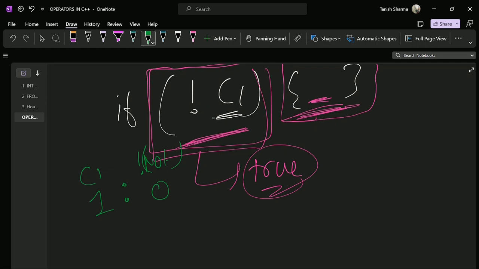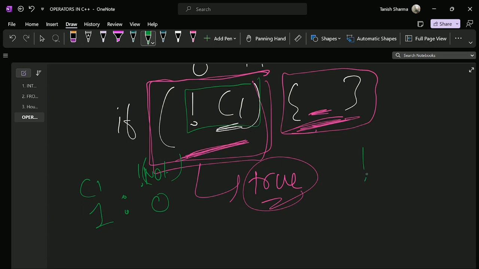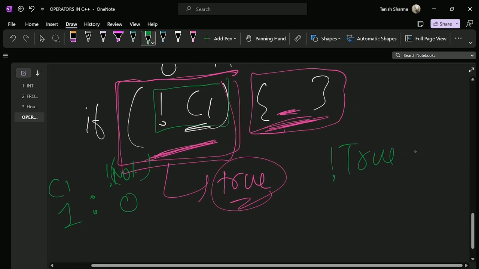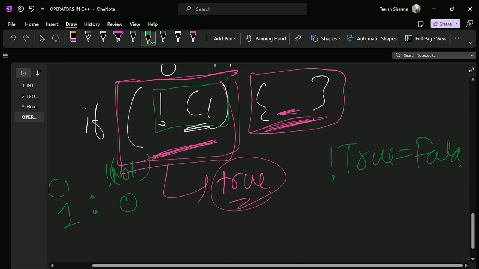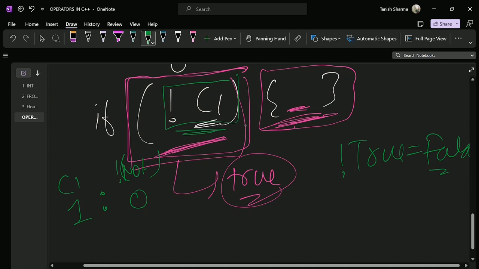So what does that mean? That means the NOT of C1 when C1 is 1, that is NOT of true, is equal to false. So if this condition part is false, that means this block won't be executing.